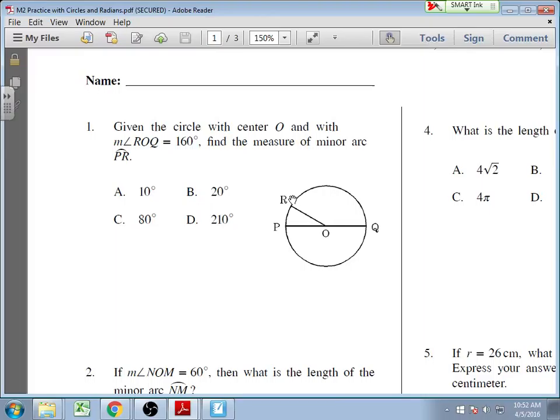So we want to find the measure of the minor arc PR, when we know ROQ is 160. So when we're talking degree measure, there's QR or QOR or ROQ, which we know is 160. How do we figure out the arc measure of PR in degrees? This is easy. We want the degree measure of this arc. How many degrees open up to make that arc?